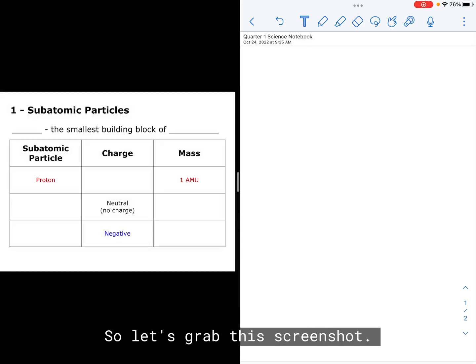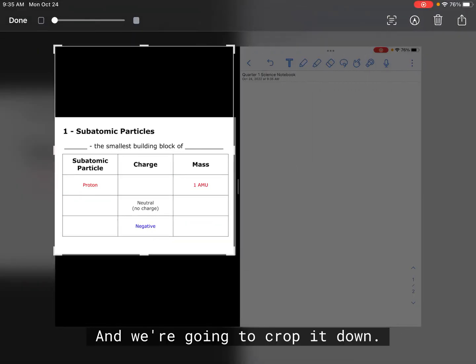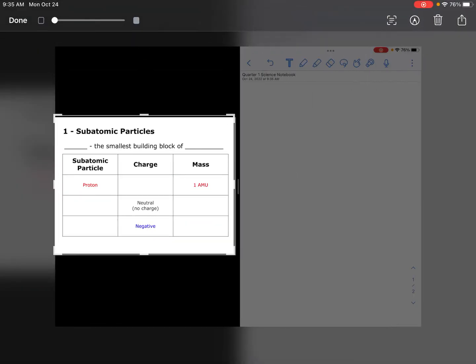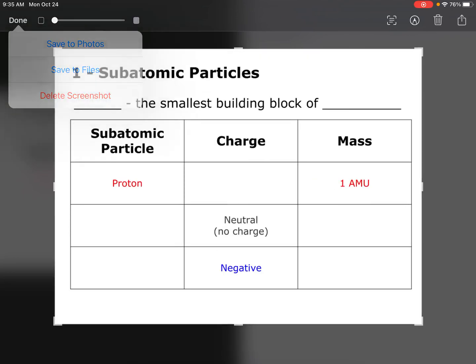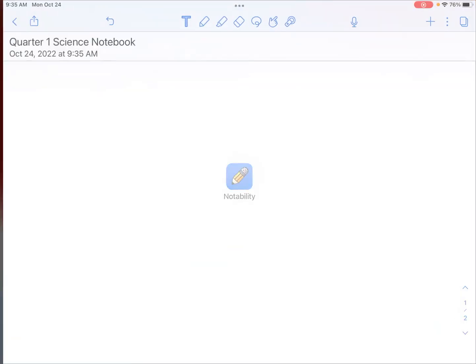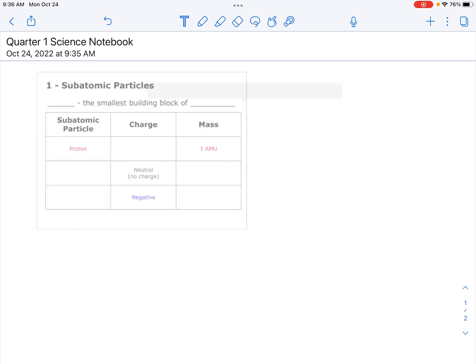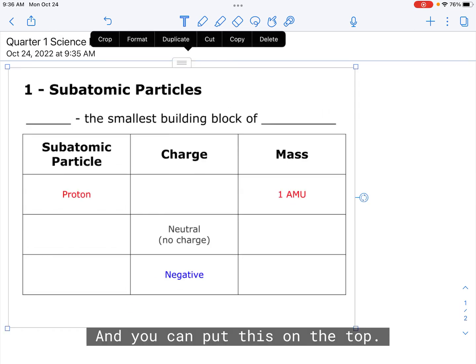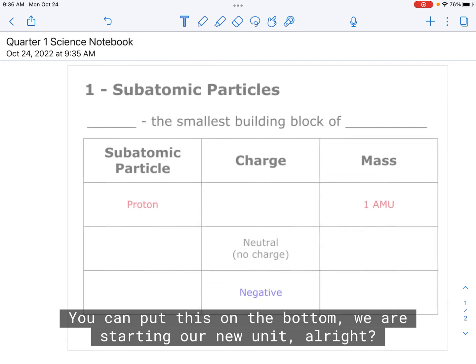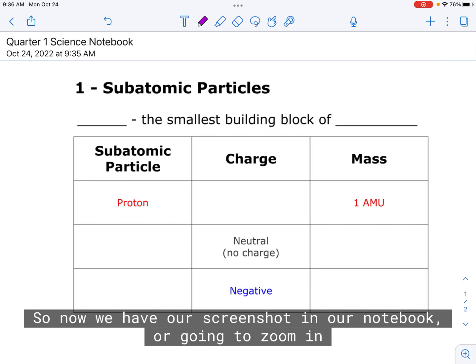So let's grab this screenshot, and we're gonna crop it down so that we can put it in our notebook. All right, I'm gonna add my notes into my notebook. And you can put this on the top, you can put this on the bottom. We are starting our new unit. All right, so now we have our screenshot in our notebook.